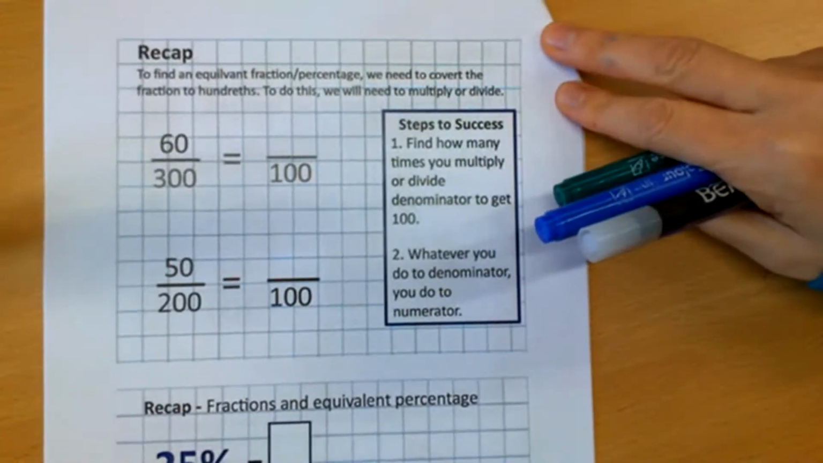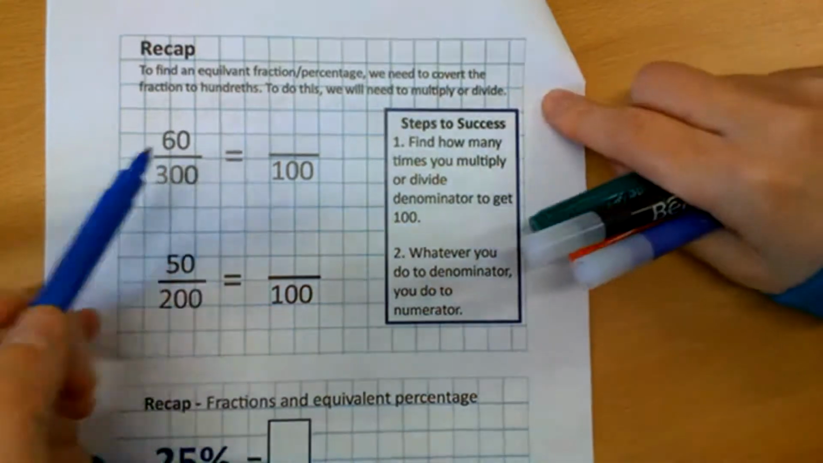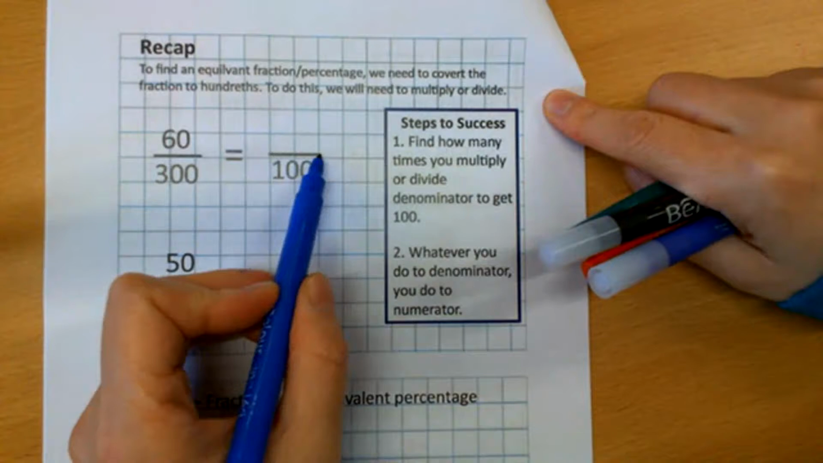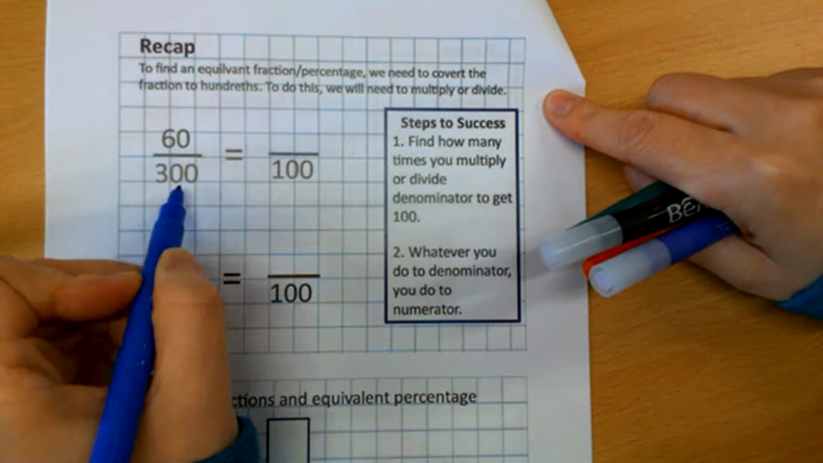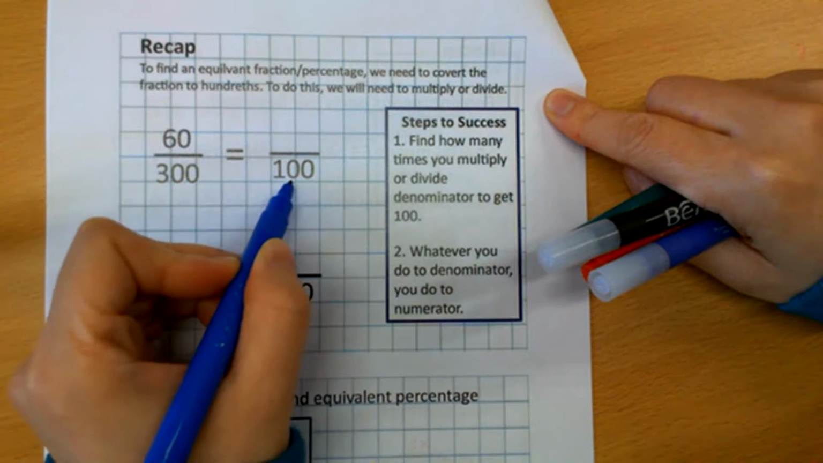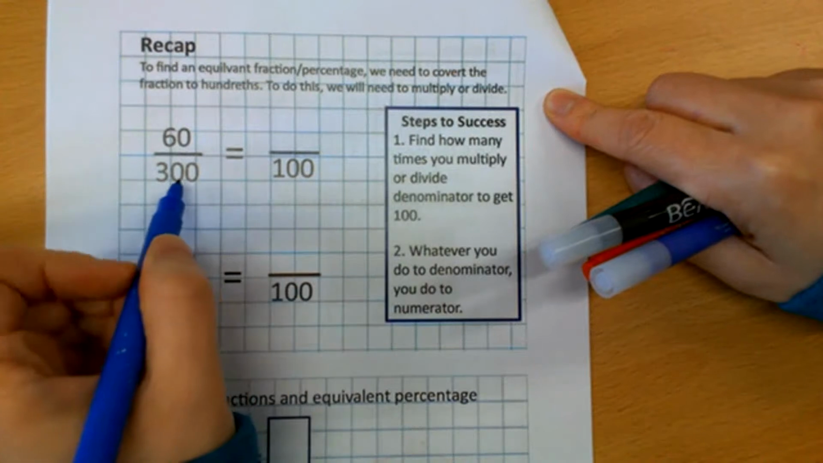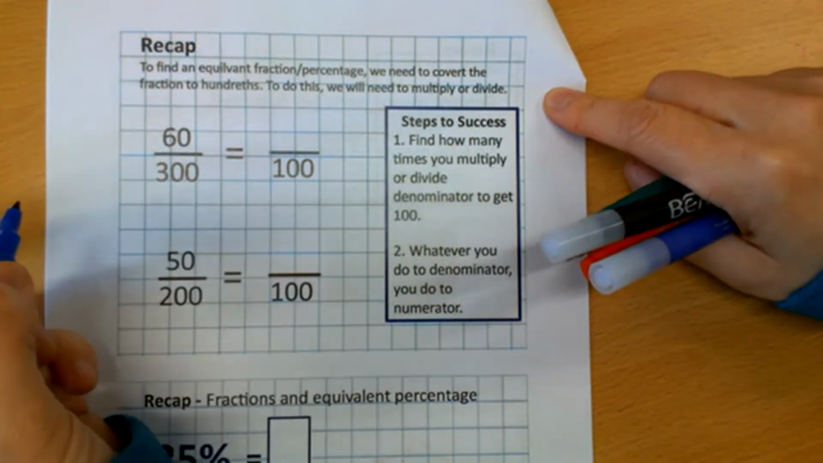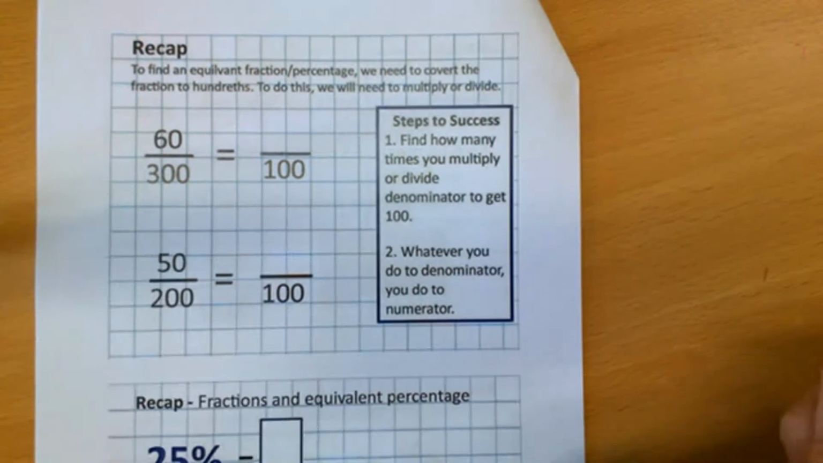Now let's take a look at this. We have 60 over 300, but we need to convert them and we need to find the equivalent fraction to hundredths. What do you notice about the denominator here? So we're starting with 300, but we need to go to 100. Are we going to be multiplying or dividing? Is it getting bigger or is it getting smaller? Good, it's getting smaller. So are we going to multiply or divide? You're right, absolutely, we're going to divide.